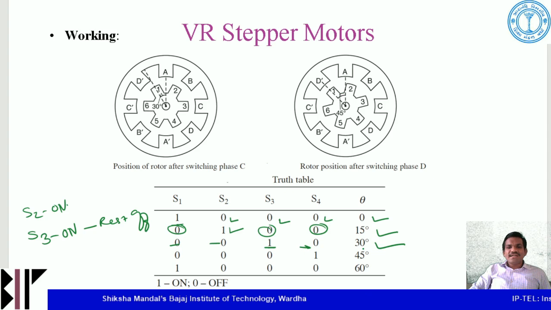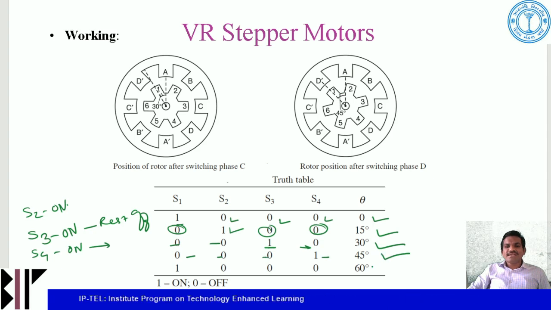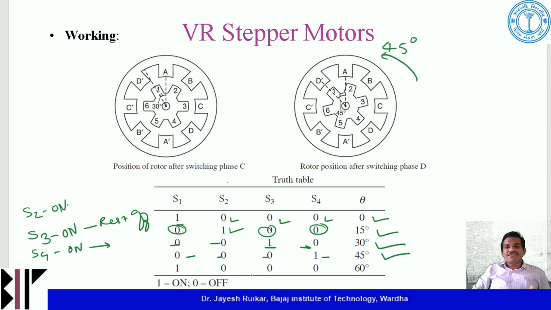So 15 plus 15, your rotor moves to 30 degrees. Next, S4 is on, that means S1, S2, S3 are 0 and S4 is 1. Again it will give a step angle of 15 degrees, that is, your rotor will rotate in the anti-clockwise direction, 45 degrees in total.